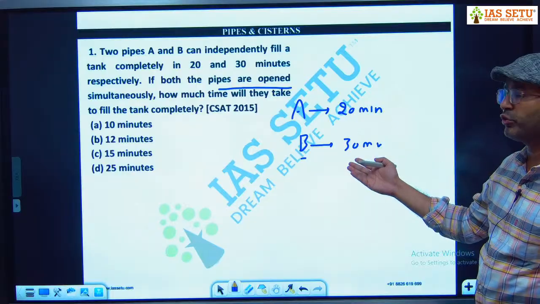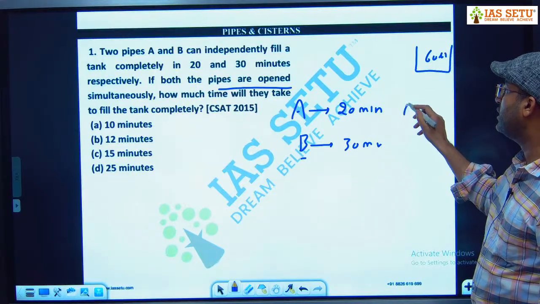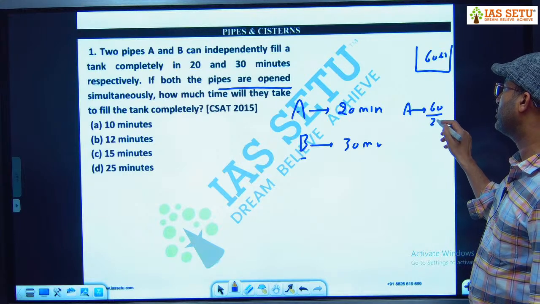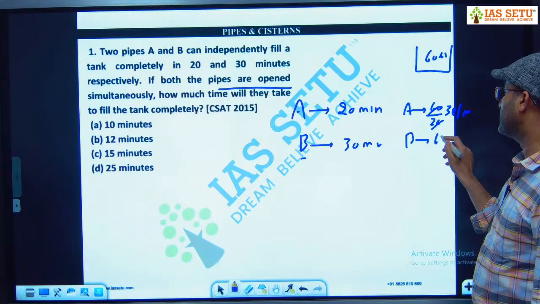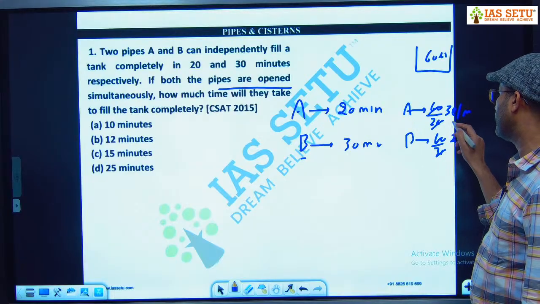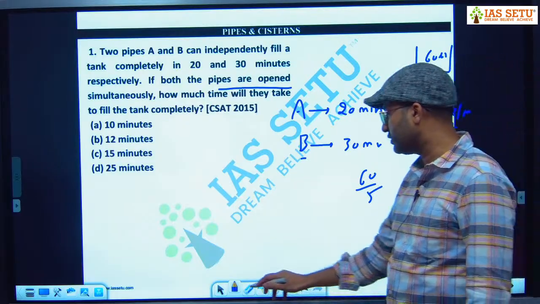What is the LCM of 20 and 30? 60. We assume the capacity of the tank is 60 liters. A can fill 60 liters in 20 minutes, meaning 3 liters per minute. B can fill 60 liters in 30 minutes, meaning 2 liters per minute. Together 5. 60 by 5. Your answer is 12 minutes.